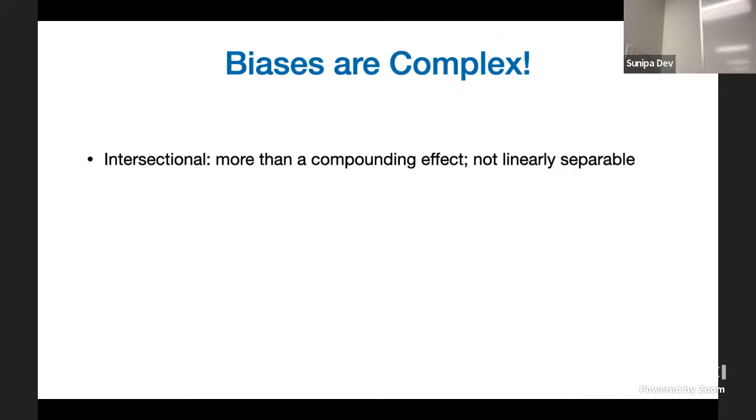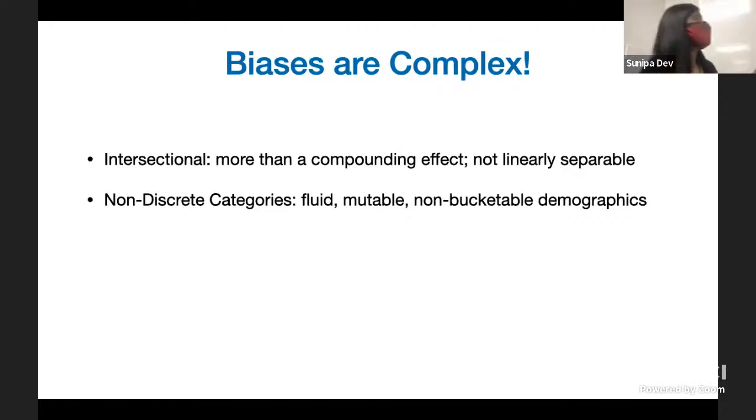The net bias faced by somebody who is in the middle of two minorities is much more than a compounding effect, and it's not even linearly separable. You cannot measure these biases separately or debias them separately. They have to be done in conjunction, and that is not really well understood, or it's not even generalizable across different types of intersectional biases. Then we have made this very broad assumption that we can have discrete categories within identities, and that does not translate into the real world as much. So we can have non-static and fluid demographic identities, and that needs to be accounted for somewhere in our modeling process.